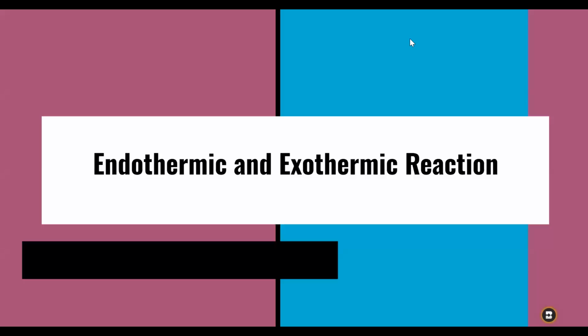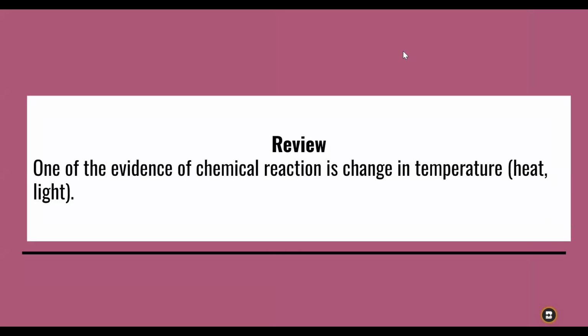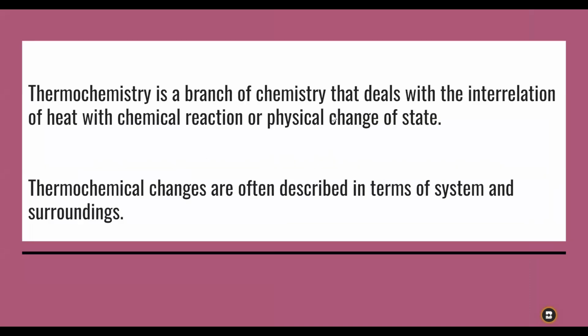The topic today is endothermic and exothermic reaction. But before we continue, let's look at one of the evidence of chemical reaction, which is changing temperature. When there's change in temperature, you're talking about change in energy, okay? Either the temperature is increased or decreased during chemical reaction. What does that mean? That brings us to the part of chemistry called thermochemistry, which is a branch of chemistry that deals with interrelation of heat with chemical reaction or physical change of state.